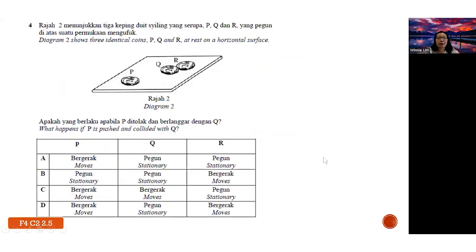Okay, then move on. We have question 4. Diagram 2 shows 3 identical coins, P, Q, and R at rest on a horizontal surface. What happens if P is pushed and collides with Q? This idea is under the concept of the principle of conservation of momentum. General idea, what is momentum? Momentum is p equals mv, where any object that has mass and velocity will have momentum. So initially when P is moving, does P have momentum? Yes, P has momentum mv, but Q is stationary.